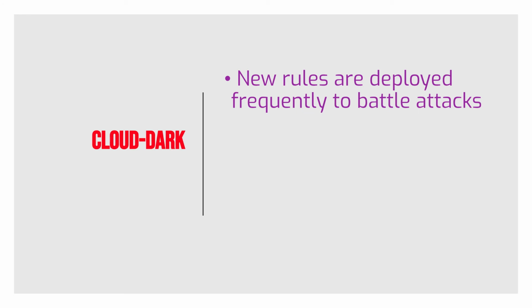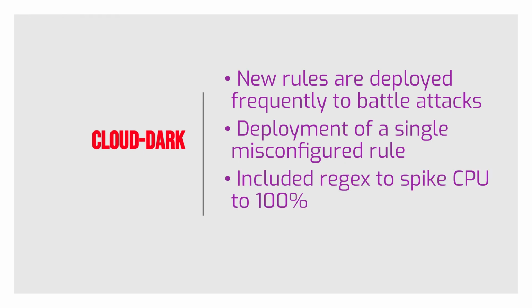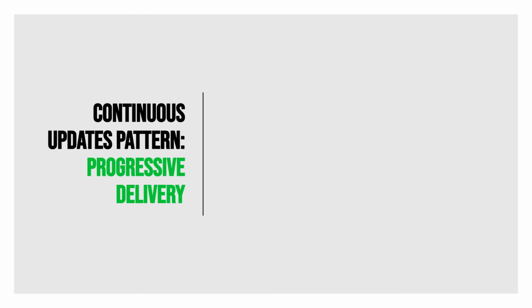Cloudflare was battling an internet attack by developing new routing rules, and they deployed a single misconfigured rule, which is fine. The single misconfigured rule included a regex that spiked the CPU to 100%, and then it affected all the regions because they have disaster recovery that moves traffic from one server to another. It spiked there also, and the internet was down for 30 minutes.